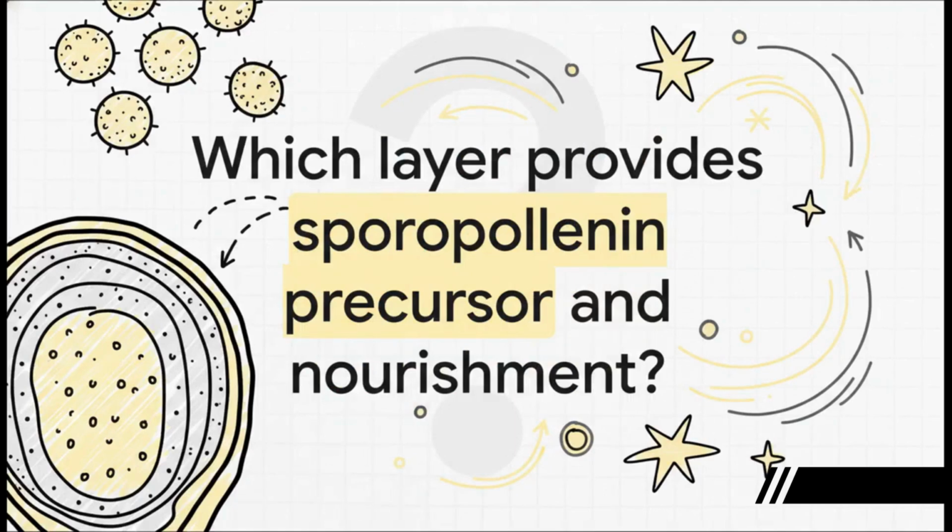Got it? Okay, quick pop quiz to make sure you've got it. Which anther wall layer provides the precursor for sporopollenin, that's a key part of the pollen wall, and is the first to break down to provide all that crucial nourishment? Take a second, think about it. Yeah, it has to be the tapetum.